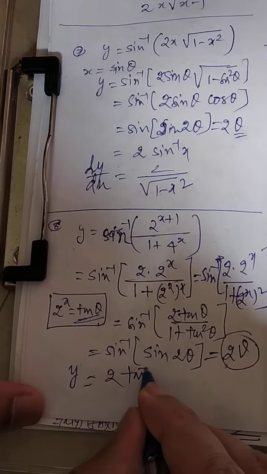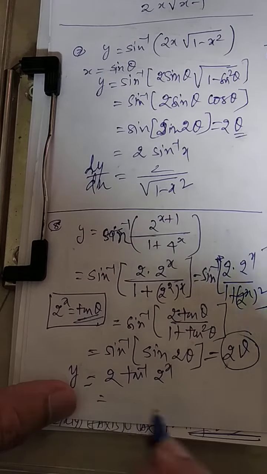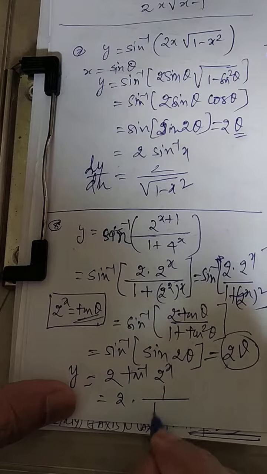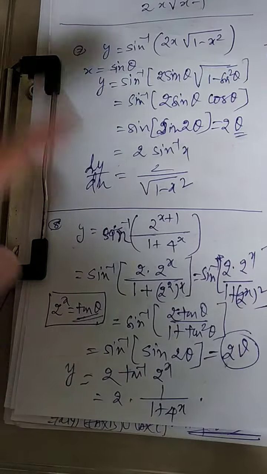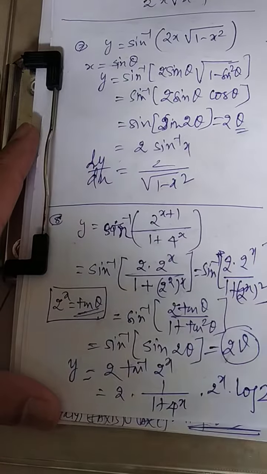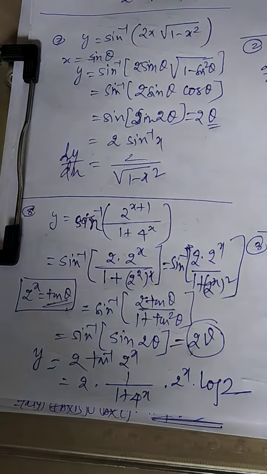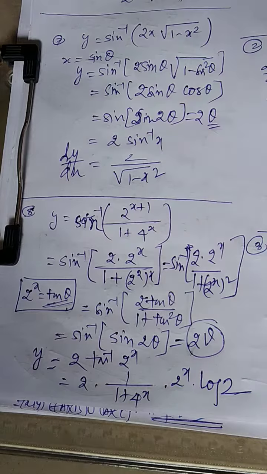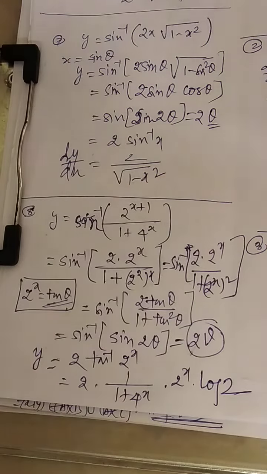Theta is tan inverse of 2 raised to power x. Therefore, 2 as it is, the derivative will be 1 upon 4 raised to power x. Tan inverse is over. Now it will be 2 raised to power x into log of 2. So you should think about all these possibilities before answering the questions. Okay.